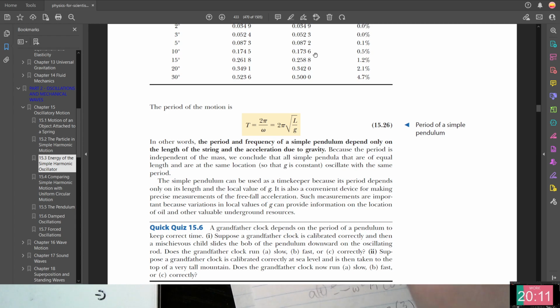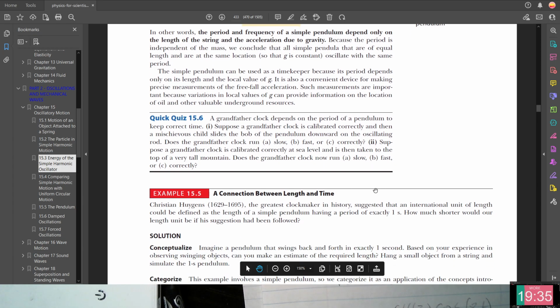C, and then for the grandfather clock, if the guy takes it to the top of a very tall mountain, let's say that length is 1 and gravity is also 1, then it would be 2 pi. Then it's 1 over 2. So it's the same scenario as before, so now it's 2 pi root 2, which means it actually runs fast now. It runs faster because it's being multiplied by a number. So B. I don't know where we're gonna find the answer to these.